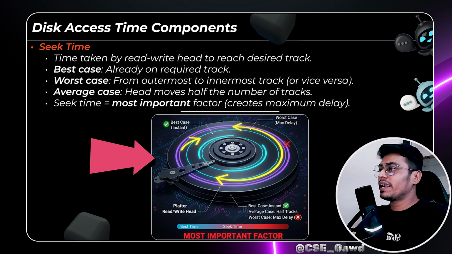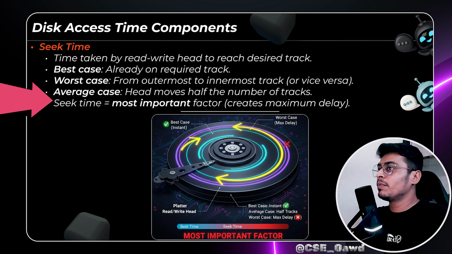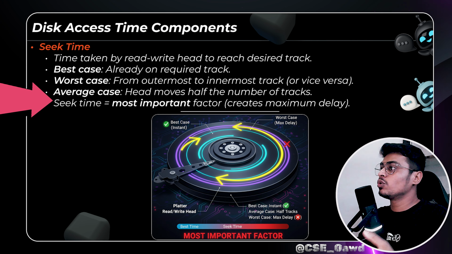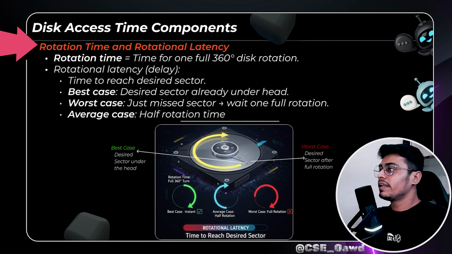Since we cannot predict exactly where the head will be, we usually take the average case. What does average case mean? On an average, you will have to move half the number of tracks to reach your desired track. Seek time is the most important component among all the time components we are going to discuss, because this creates the maximum delay. If we can reduce the seek time, the overall performance will improve significantly, because that reduction directly decreases the latency. Now the next time is rotation time and rotational latency.